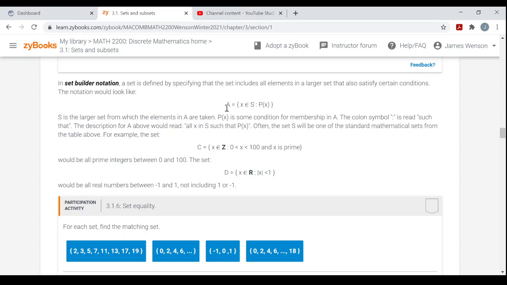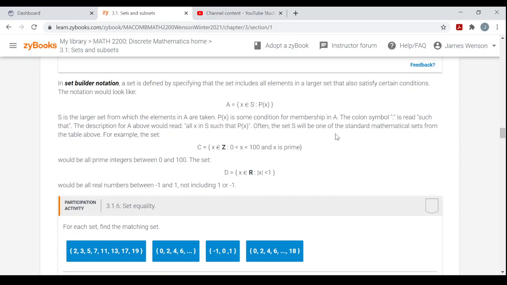So the notation looks like this in this text. Say here I have set A equals all elements x in set S such that P of x is true. S is the larger set from which the elements in A are taken. P of x is some condition for membership in A, letting you know that something belongs to A. Something that satisfies this statement and belongs to set S belongs to set A. The colon symbol is read "such that." The description for A would be read all x in S such that P of x, as I said earlier.